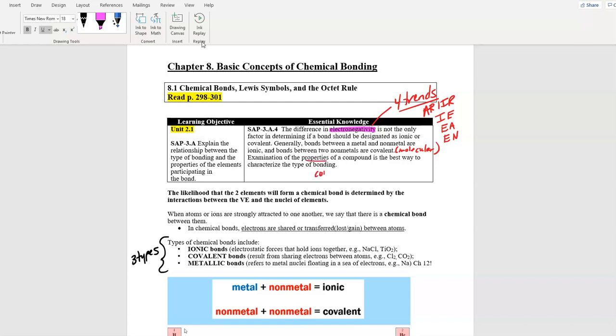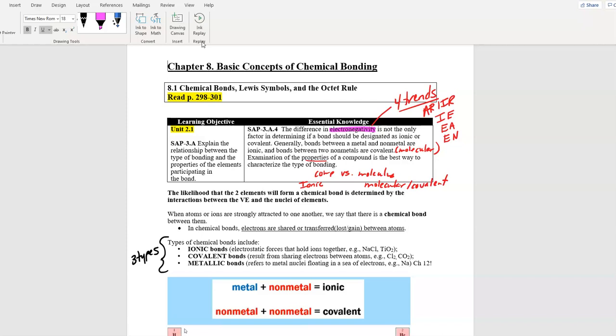So compounds versus molecules. And we have what's called ionic compounds, and we have molecular molecules or covalent. So this word molecules, you may use either molecular bonding or covalent. Okay, either one is the same thing.